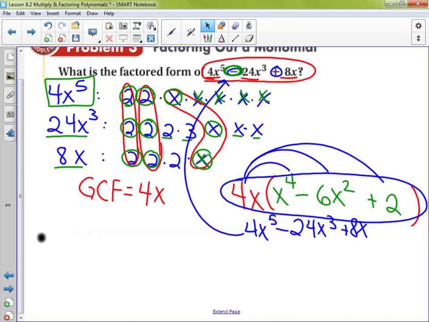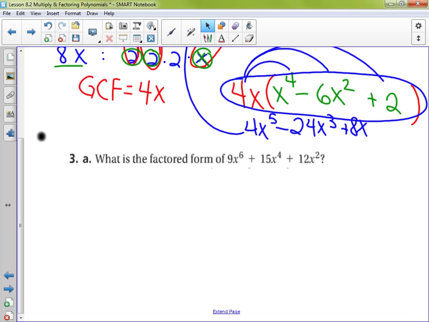So try this one on your own. Hit the pause button. When you're done, hit play, and I'll go through this one with you.